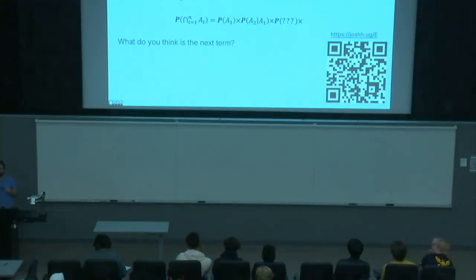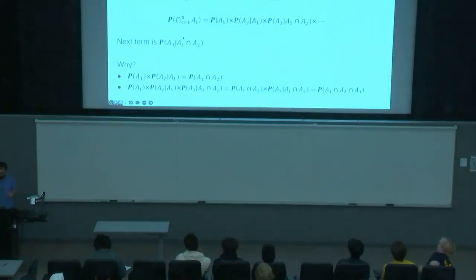Okay, all right, I'll tell you what I came up with. So the next term, maybe you came up with this, in this product is going to be the probability of A3 given A1 intersect A2. And one argument for this is that we know that the product of these first 2 things is just the intersection of A1 and A2. And so what that means is if you actually multiply this thing out, the probability of A1 intersect A2 times the probability of A3 given A1 intersect A2 is just this probability.